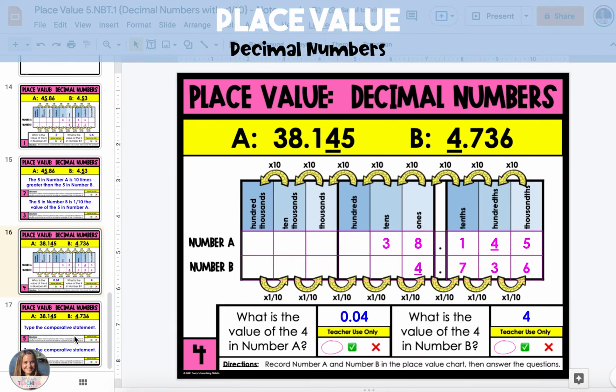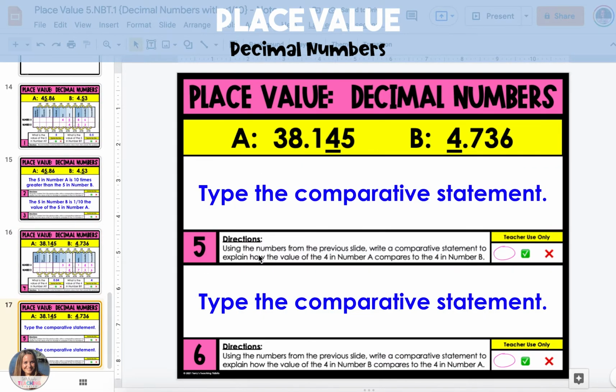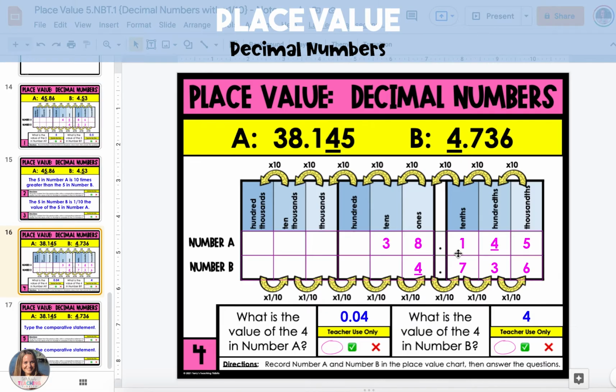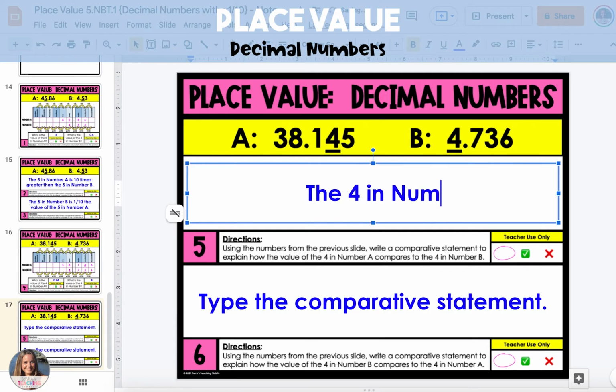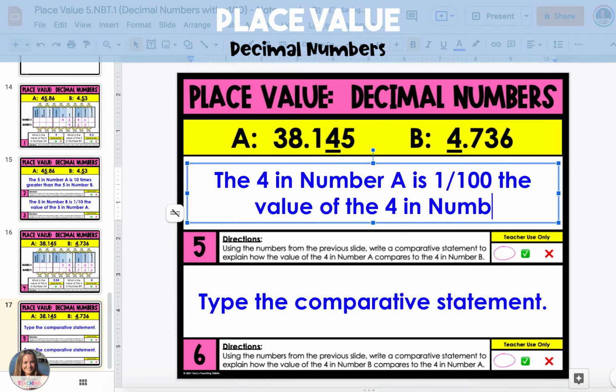Now we'll use these numbers to answer two questions on the next slide. The first question asks us to write a comparative statement to explain how the value of the 4 in number A compares to the 4 in number B. We can go back to the place value chart on the previous slide and see that the 4 in number A is two place values to the right of the 4 in number B. This means that the 4 in A is worth less than the 4 in number B. And because it's two place values to the right, it's 2 powers of 10 less, or 1/100th. So the 4 in number A is 1/100th the value of the 4 in number B.